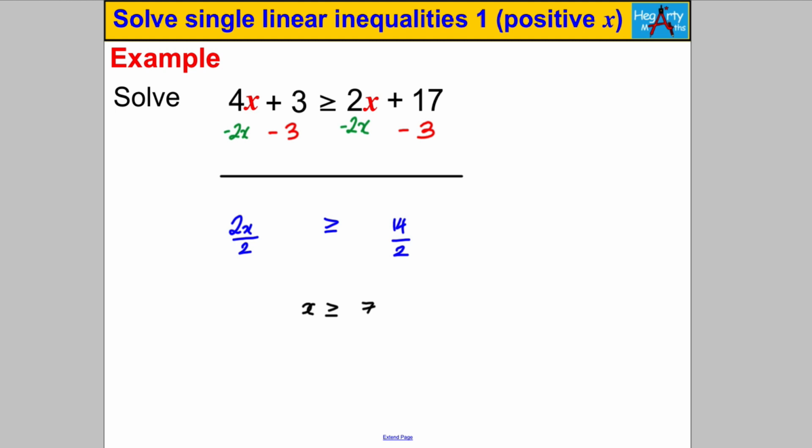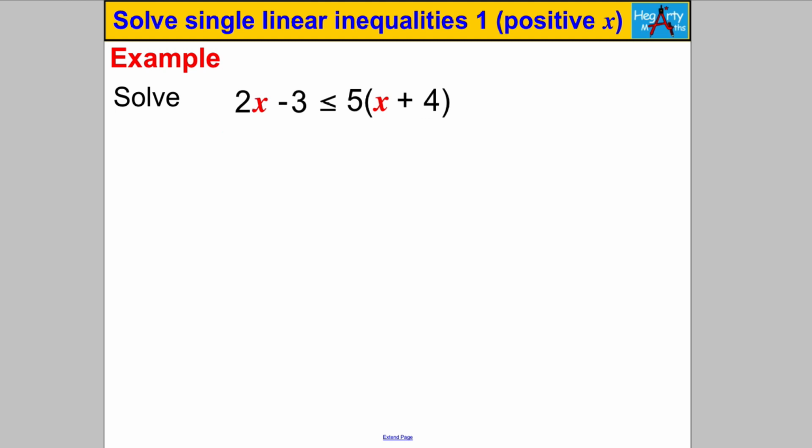And on a number line, you know what this would look like. Imagine this was 0 here, and this was 7. It is bigger than or equal to 7, so we'd colour in that line and we draw our arrow that way, and we'd be done. Next one. Pause the video, have a go.